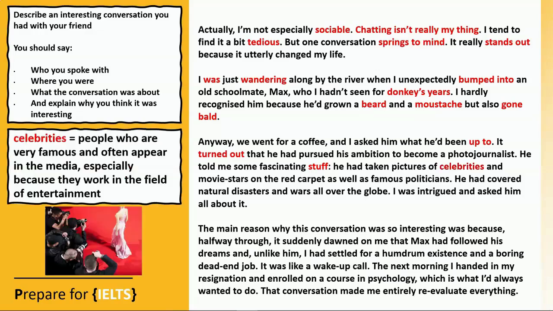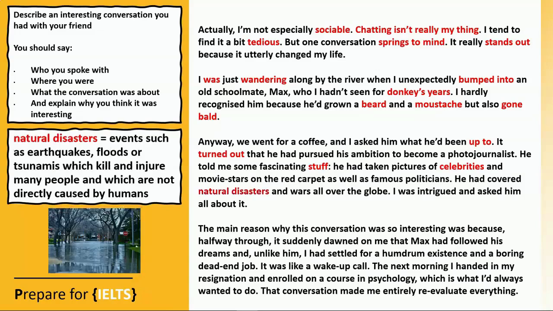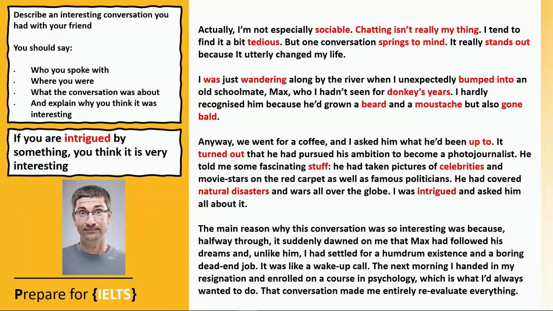Celebrities, and these are people who are very famous and often appear in the media, especially because they work in entertainment. So singers or dancers or actors are celebrities. And natural disasters. These are terrible events like earthquakes, floods, and tsunami, which kill and injure many people and which are not directly caused by humans.